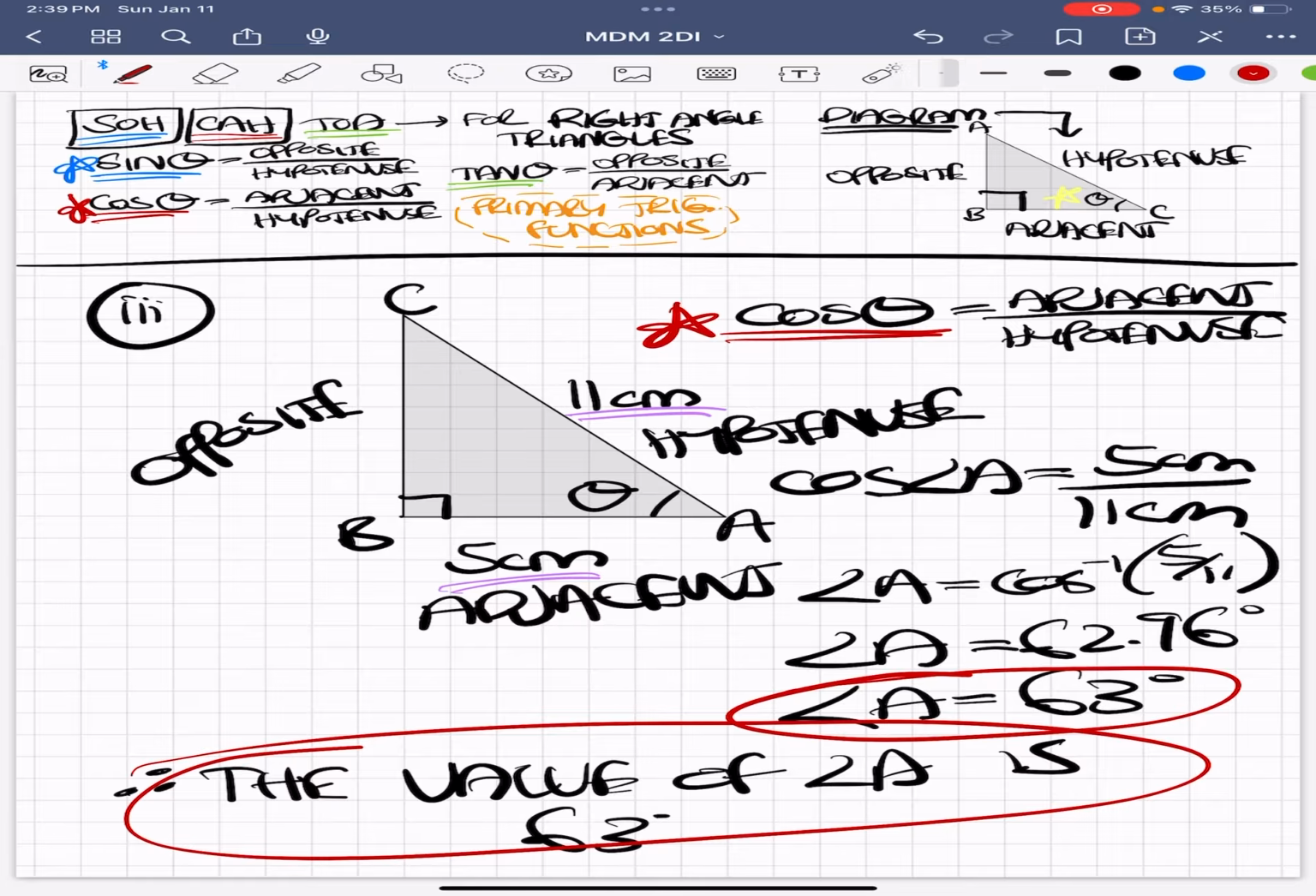And thank you very much. I hope you found this helpful. This was the sine and cosine ratios, and we are just using the sine and cos function of SOHCAHTOA to find the value of angle A. Thank you very much. Have a great day.